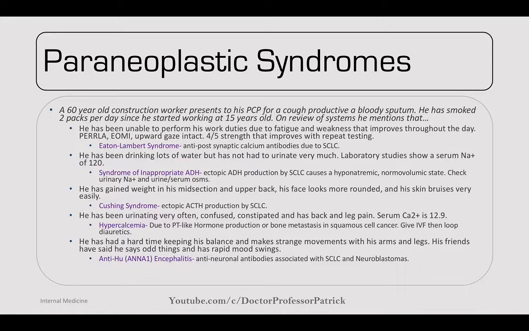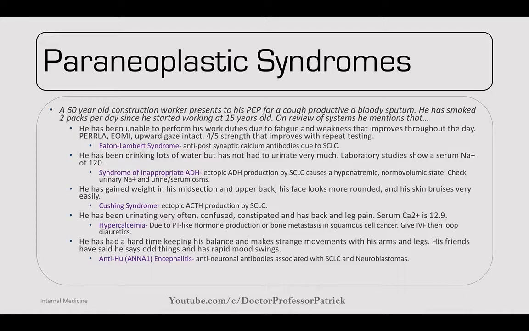So he also mentions he's been drinking a lot of water, but he hasn't had to urinate very much. Laboratory studies show a serum sodium of 120, which is extremely low. So this is syndrome of inappropriate ADH. This is ectopic ADH production by a small cell lung cancer that causes a hyponatremic, normovolemic state. And you want to check urinary sodium and urinary and serum osmoles. So we'll also go over sodium and electrolytes at a later time.